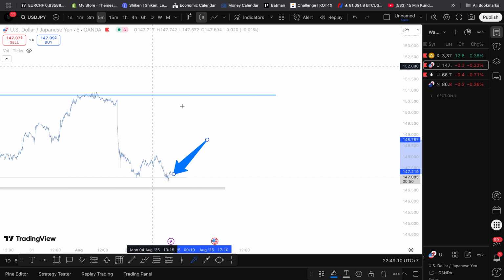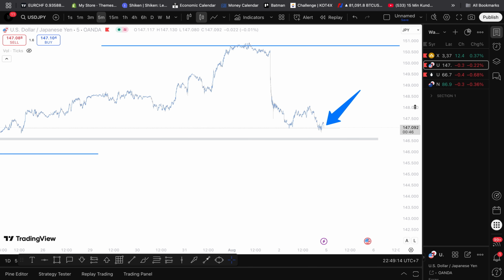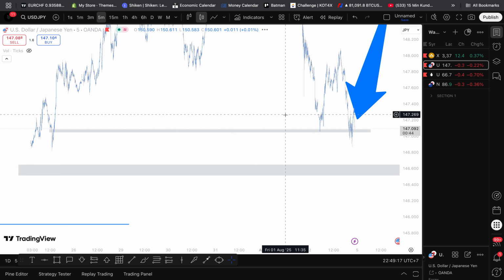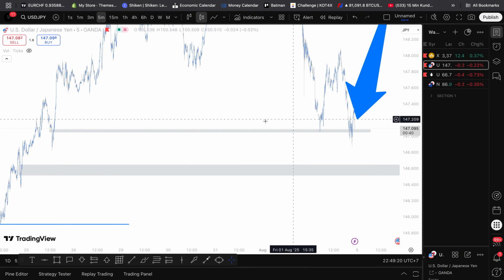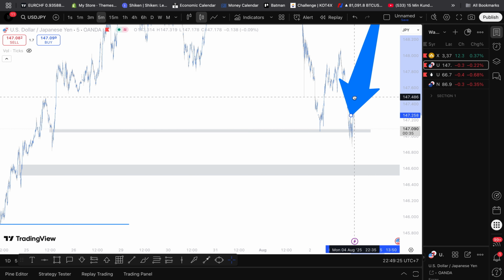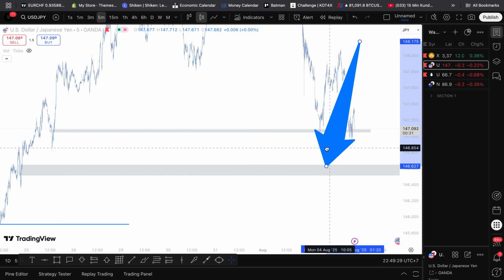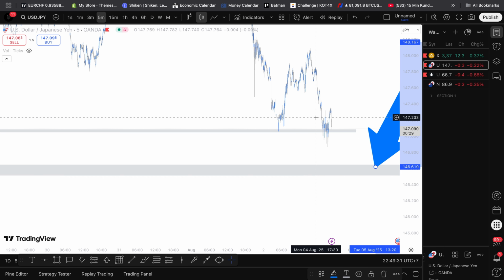And so those gray boxes that you see specifically represent those demand zones that I'm expecting the market to reverse from. And so the market can either reverse from where this blue arrow is pointing to now, or the market can reverse from this demand zone down here.